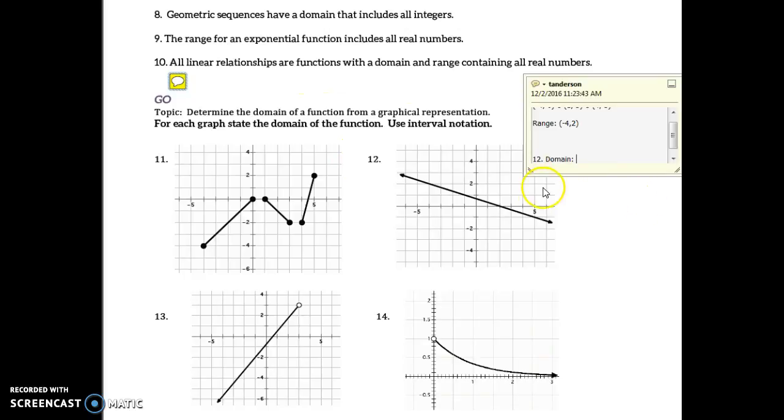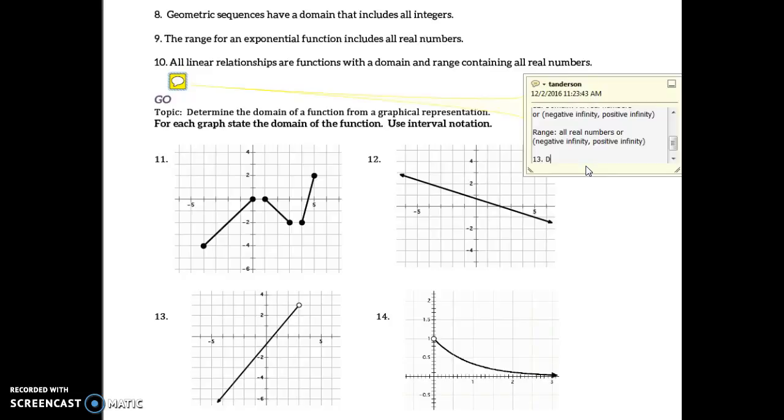All right, let's do number 12. Domain, I'm looking left to right. You notice that it's going to continue in both directions, so we'll put all real numbers or negative infinity to positive infinity. Range, the lowest it's going to go, it's going to continue to decrease. The highest it goes, it's going to continue to increase. So your range will also be the same. All real numbers or negative infinity to positive infinity. I should put that in parentheses because that's interval notation.